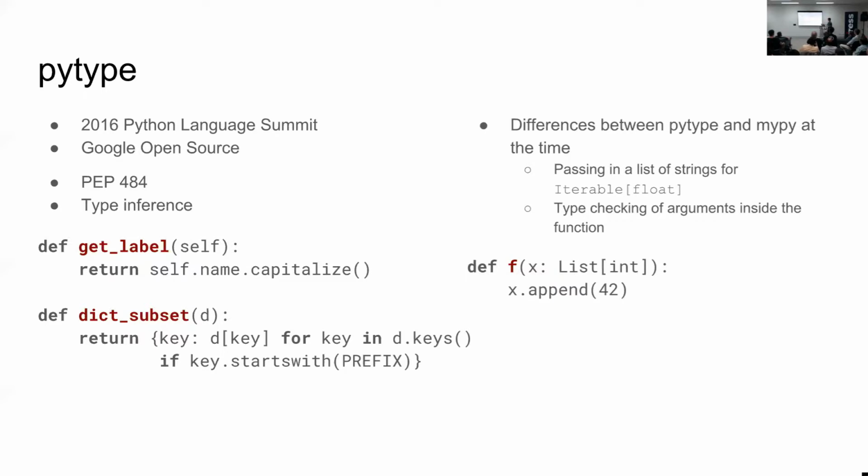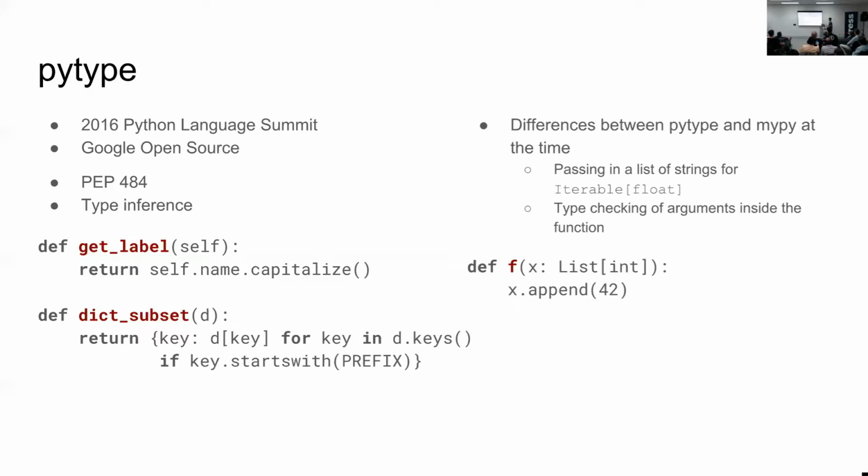And here in this second example, the return type will automatically be inferred as the dictionary of string to anything. So at the time, there were also a few differences between PyType and Mypy. So for example, passing in a list of strings for something that's being declared as a list of floats.